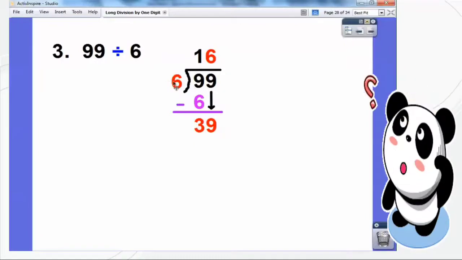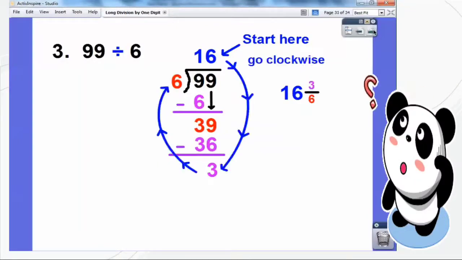So I'm going to go ahead and now do 6 times 6, this red 6 times this red 6, and put it right underneath there. That's going to get me 36. Okay, then I subtract. Okay, now I don't have any more numbers to slide down, and since 6 doesn't go into that number anymore, then I'm going to start at the top and go clockwise. Okay, so start at the top, there's my 16, and then go clockwise.